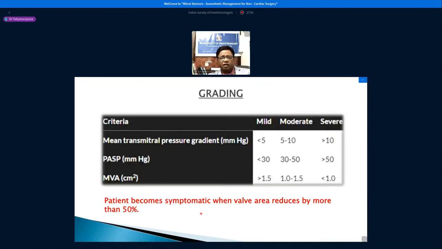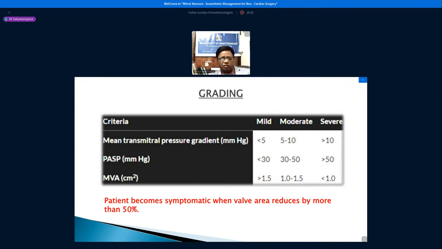This is another way of grading. I would like all the PGs to concentrate. Two important parameters are considered for the severity of the disease, whether mild, moderate or severe: the mean transmitral pressure gradient and the pulmonary arterial systolic pressure. When the mean transmitral pressure gradient is less than 5, it is mild. Between 5 and 10 is moderate, and more than 10 is severe. Whereas pulmonary arterial systolic pressure less than 30 is mild, between 30 and 50 moderate, and more than 50 is very severe.